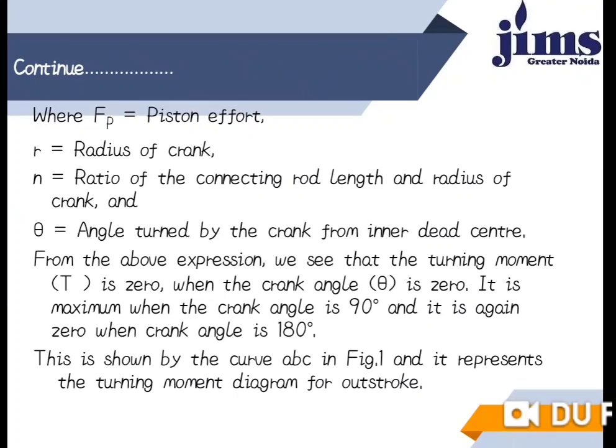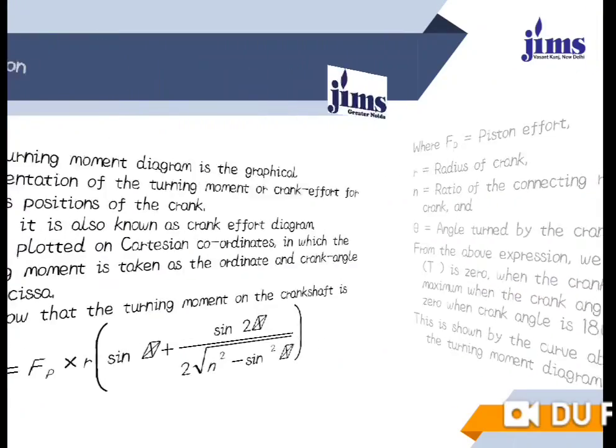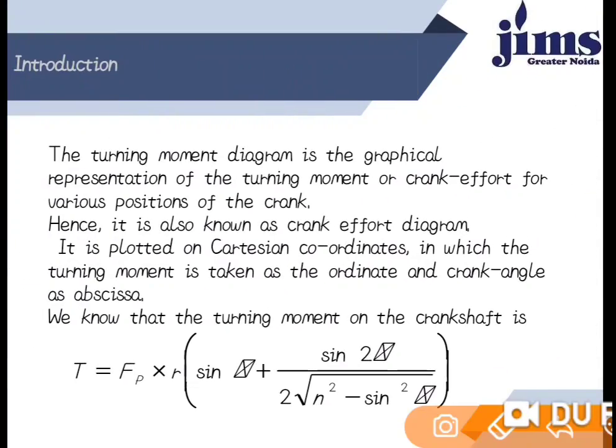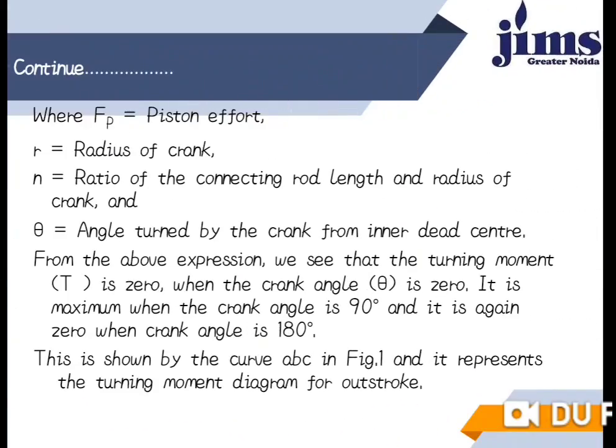Next, it is maximum when the crank angle is 90 degrees. We can check again. If I put the value of theta equals 90, then we know that sin 90 equals 1, so the value of turning moment on the crankshaft will be maximum. Next, it is again 0 when the angle is 180. If I put the value of theta equals pi or 180, then it becomes 0.